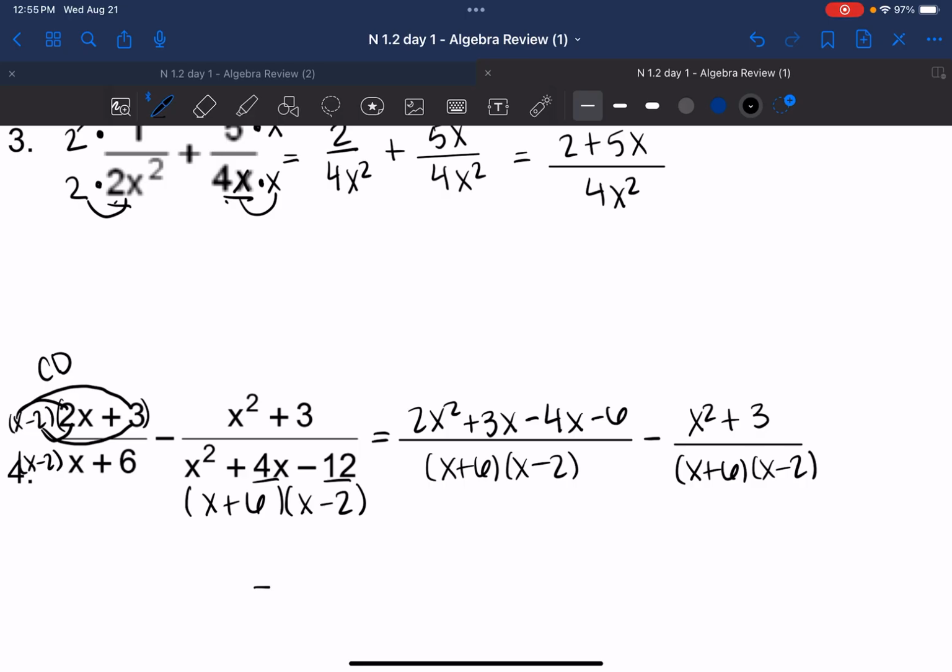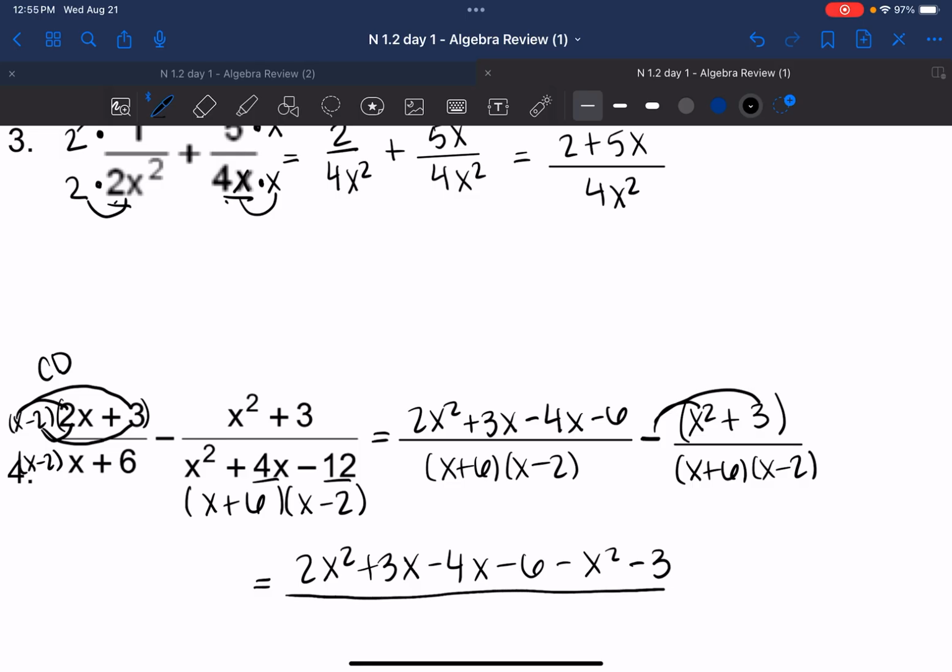Now that we have the common denominator, I can put this all together. So it would read 2x squared plus 3x minus 4x minus 6 minus, now we have to be careful here. Remember, I'm subtracting this entire fraction. So that minus is going to go with the x squared, but it also distributes over here to that 3 as well. And this is all over our common denominator of x plus 6 and x minus 2.